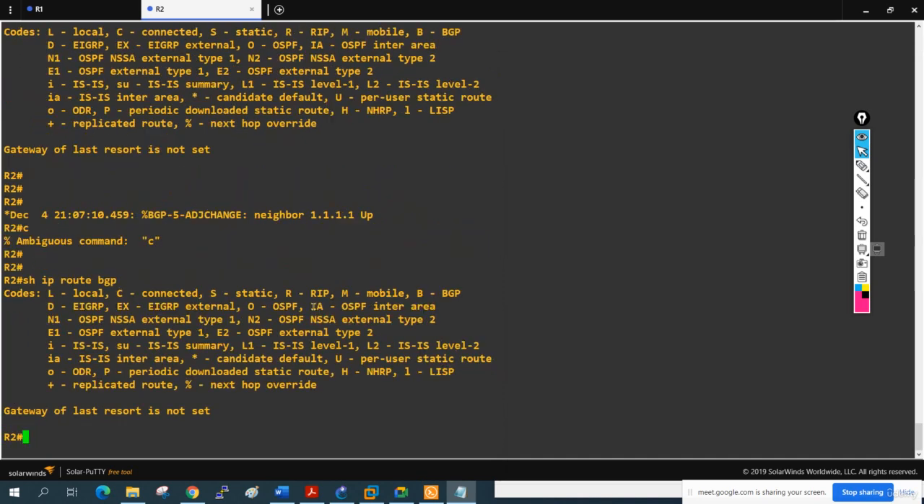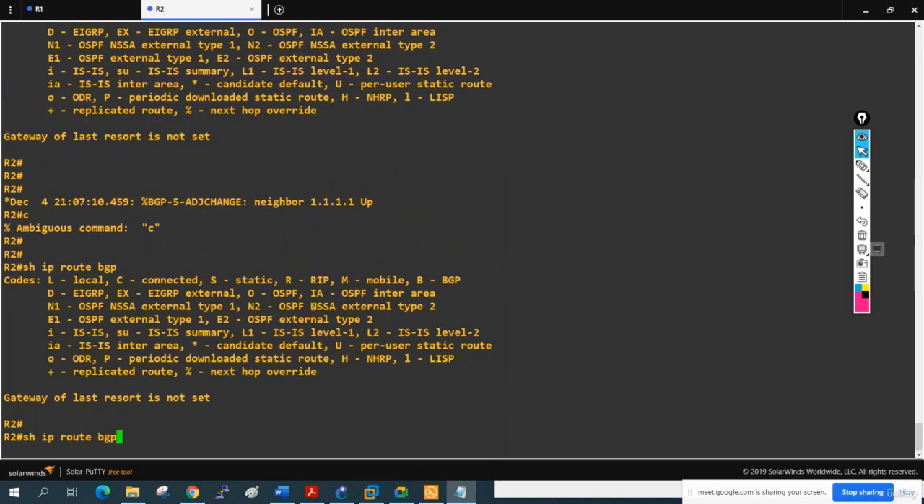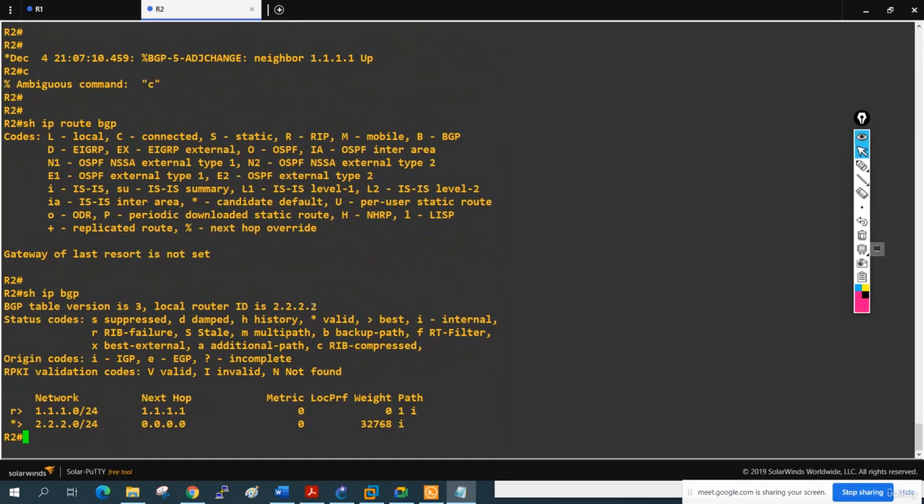Let me check now. Show IP BGP. And if you see, I am getting this route, 1.1.1.1. I am here in R2, and I am getting this route from 1.1.1.1. And if you see here, the weight will become 0. If we are getting that route from 0.0.0.0, then the weight will remain 32768. If we are getting it from outside, not from our same router, then the weight will become 0.